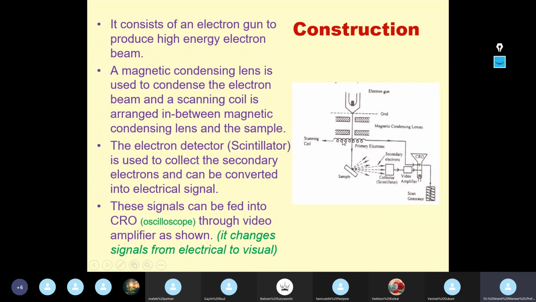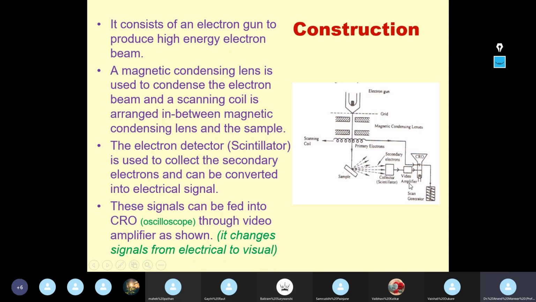The area defined by the scanning coil is the area that your primary electrons will scan. Now when it is scanning that particular area, it will generate the secondary electrons. Secondary electrons are collected here by a positive charge collector, and then they will be amplified.